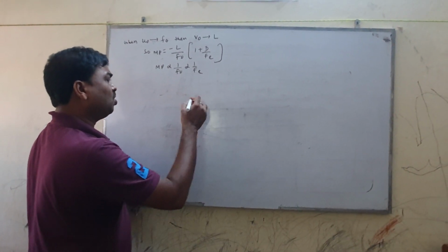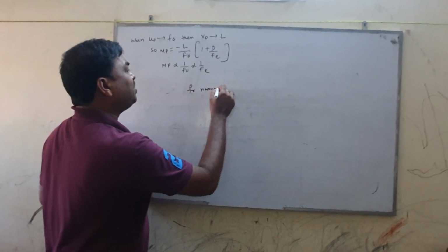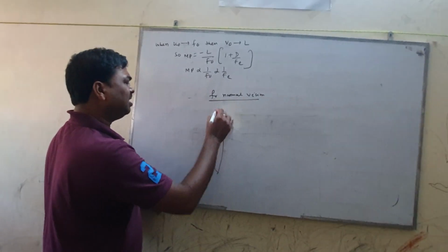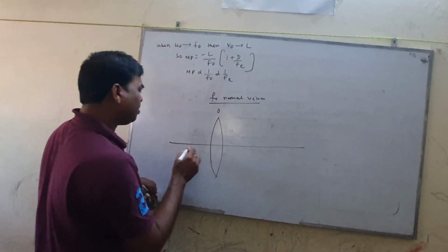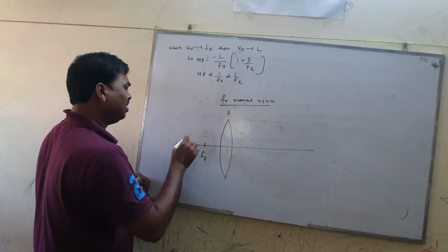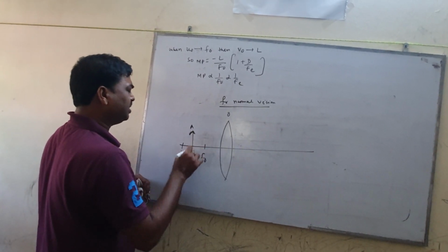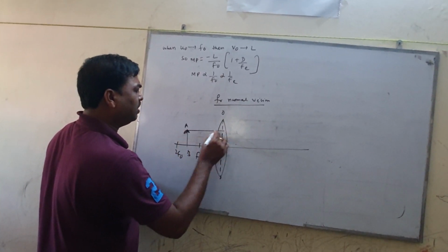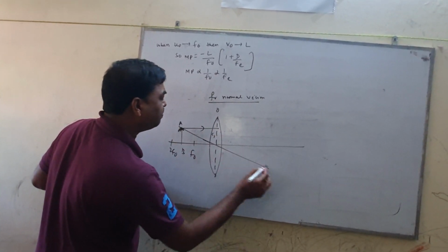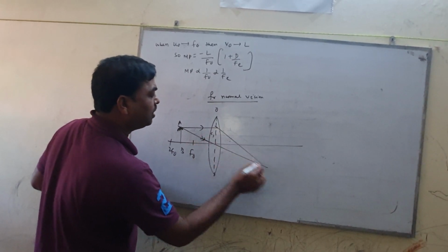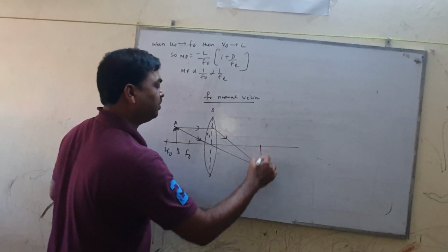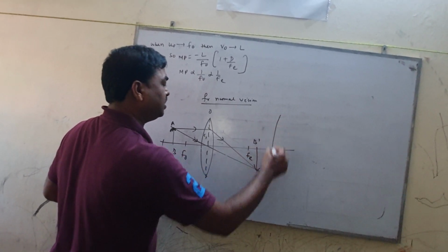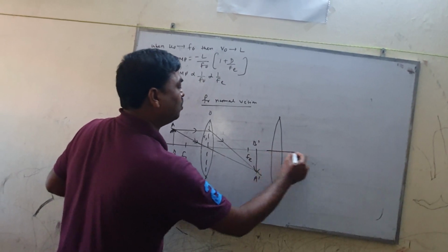Suppose for normal vision. Again this is the objective lens, this is FO, this is 2FO. There is an object, AB is the object. So this is C1 and like this. This part diagram is the same. Then we'll get A'B'. Again, it is adjusted within FE. This is the eye lens, with a relatively larger aperture.